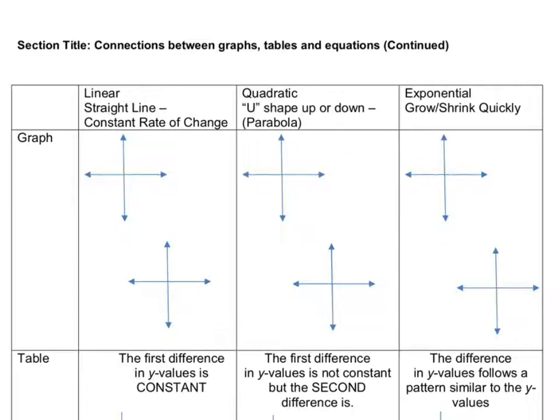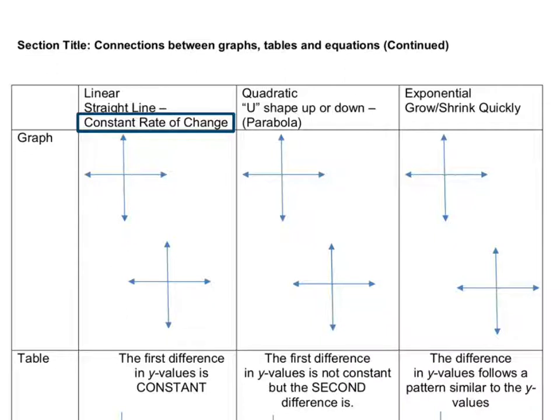Or the third model, which would be an exponential, which either grows quickly or shrinks quickly. So it has a unique pattern to it as well. So we're going to look at 3 different types of models and look at how in these types of models the graph, table, and equation relate to each other. Okay, so let's start with the linear, which is a straight line, and it has a constant rate of change.